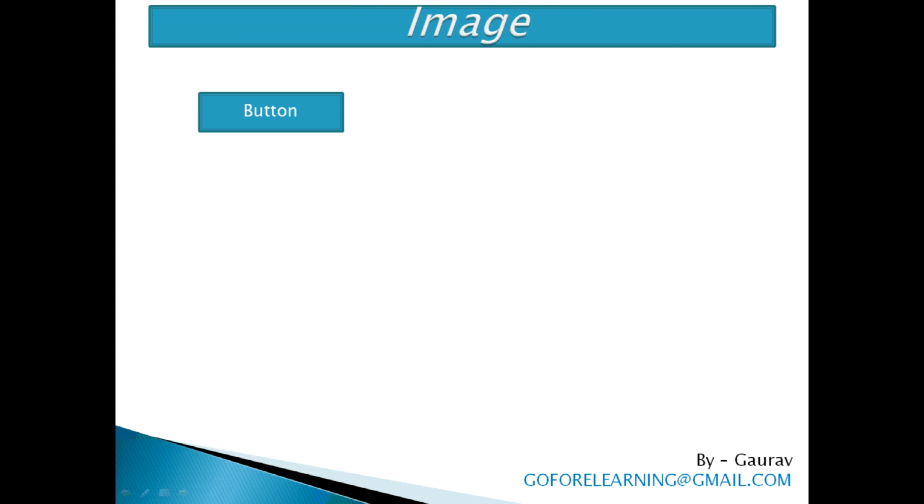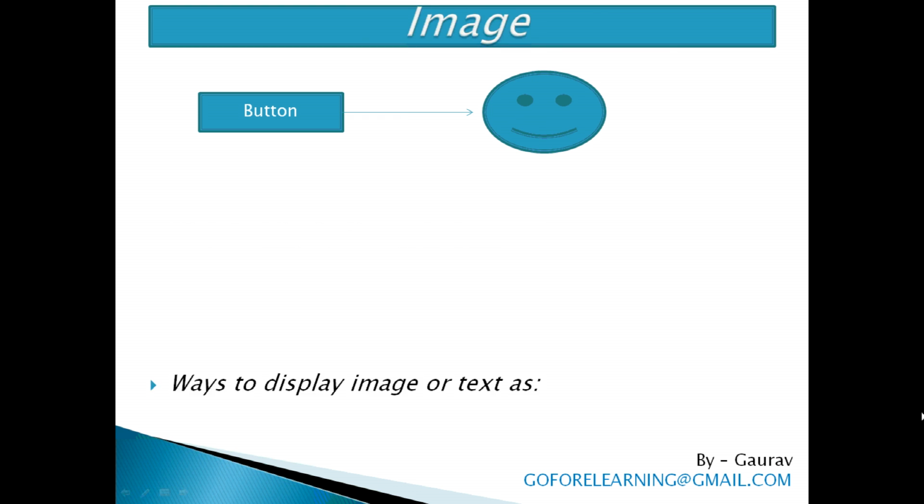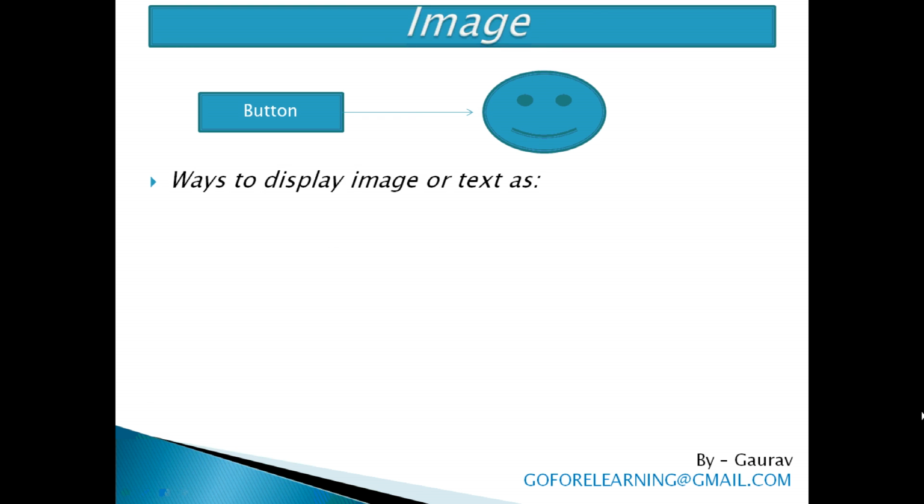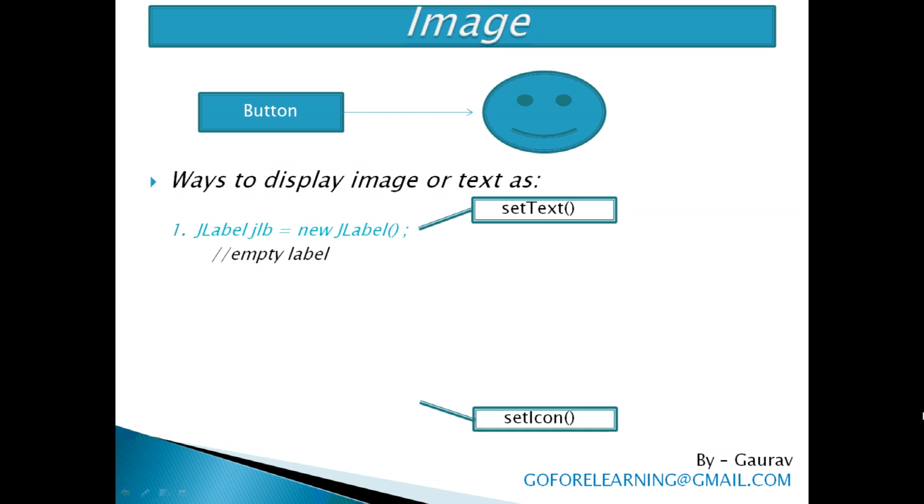Next is how to display an image. When the button is clicked, the image should display. There are some ways to display an image or text. First one, we can take an empty label. A label can be used to display some text or image in the frame: JLabel jlb = new JLabel. Then to display text, we can use the setText method, and to display an image, we can use the setIcon method.